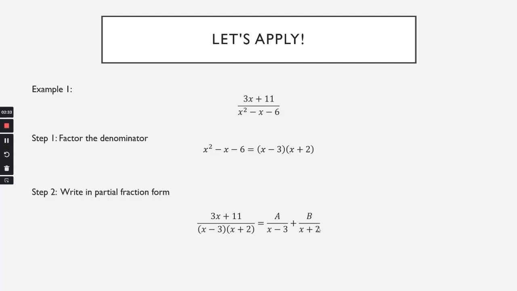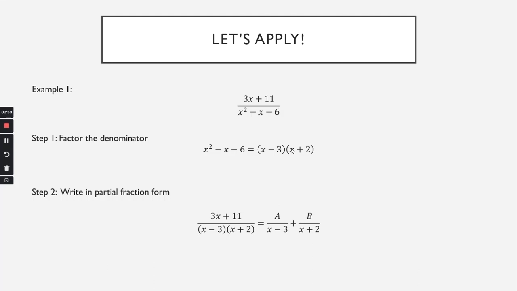So let's apply these rules. We have an example here of 3x plus 11 over x squared minus x minus 6. So our first step is to factor the denominator. This can be done through the quadratic method or any other means. So we have two factored terms here, an x minus 3 and x plus 2.